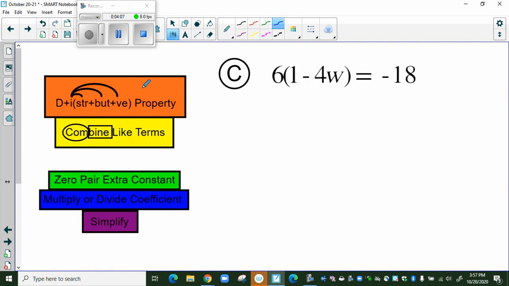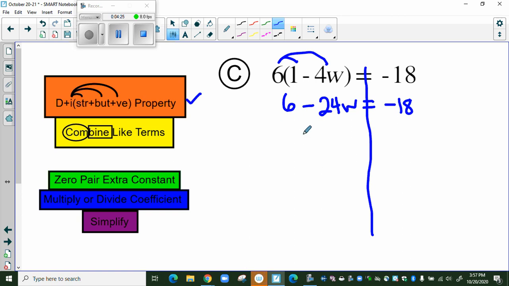Let's do one more like this, and then we'll add one where we do have combining like terms. First thing is distributive property. 6 times 1 is 6. 6 times negative 4w is negative 24w.